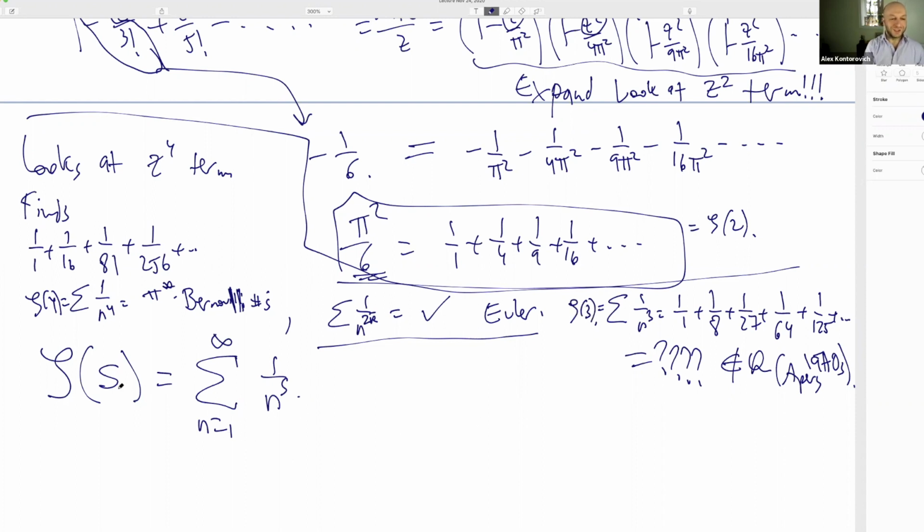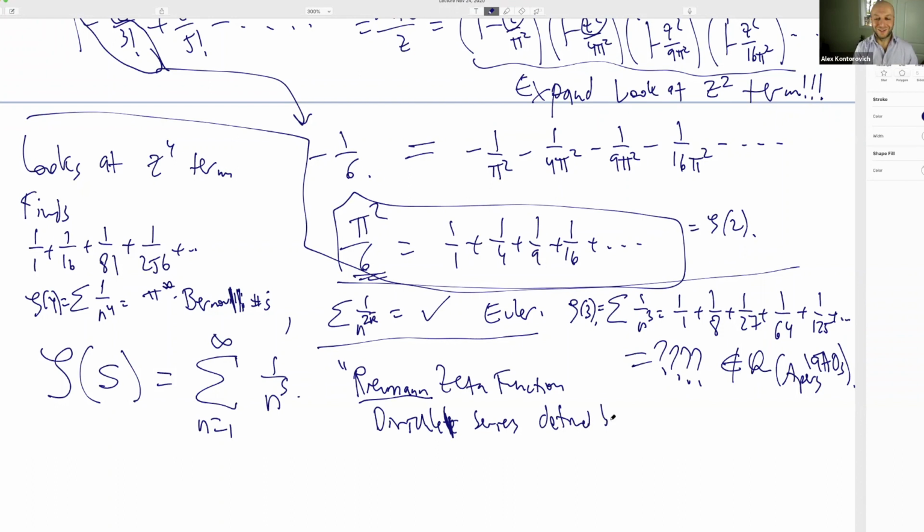So there's a fun line, which is that this thing is the Riemann zeta function. It's called the Riemann zeta function, which you will see very soon why it really does deserve to be called that. But it's a Dirichlet series, defined by Euler. Anyway.